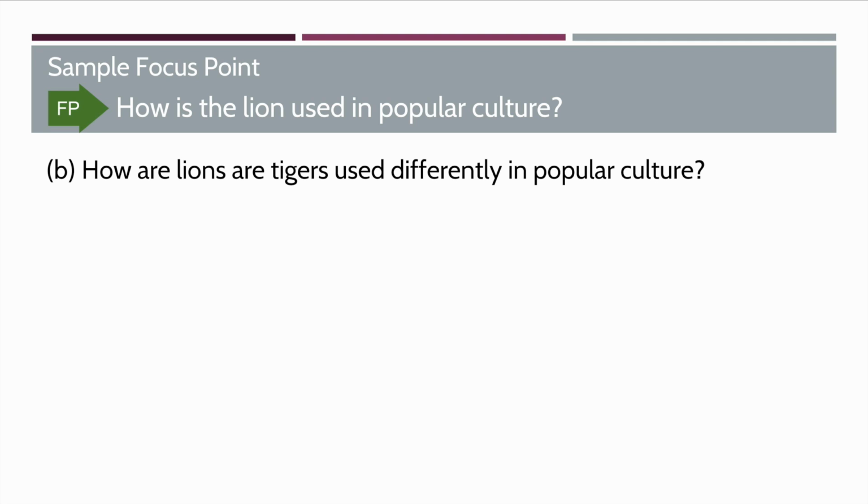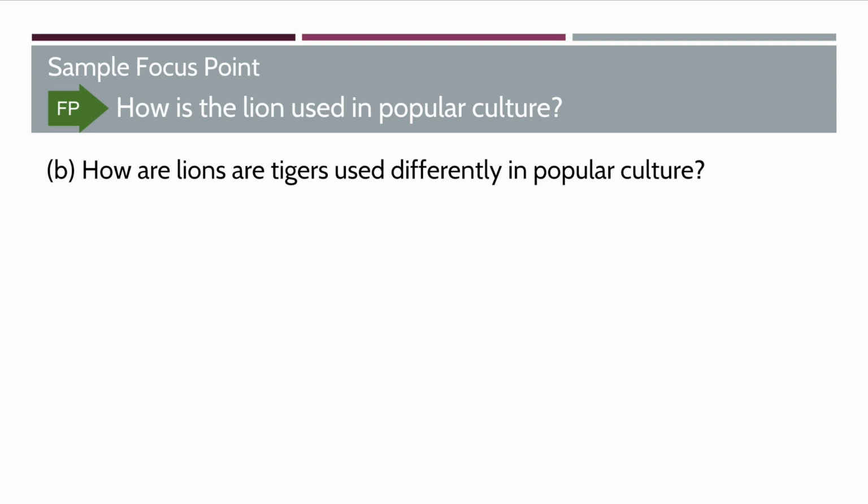Now, in our first video, we had a fun example about lions. So I thought that it would be nice to bring the lion back and take a look at a sample focus point that helps us get started and to start thinking about how these different types of questions can appear. So with the focus point, how is the lion used in popular culture? A solid B question that could appear is, how are lions and tigers used differently in popular culture?